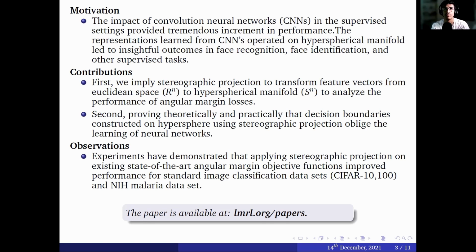So we used a method, stereographic projection, which shifts the data from Euclidean manifold to a hyperspherical manifold. And we theoretically justify that this projection, by shifting into a hyperspherical manifold, can be used as the decision regions. We have experimented this work on standard classification image datasets, which are CIFAR-10 and 100. And we have also applied it on a malaria dataset, which was acquired from National Institute of Health.